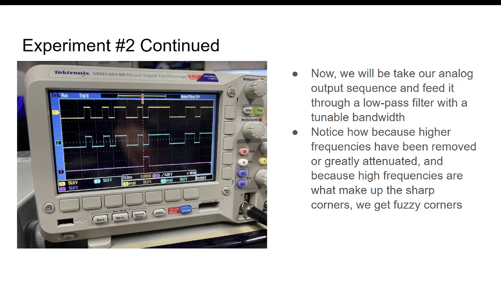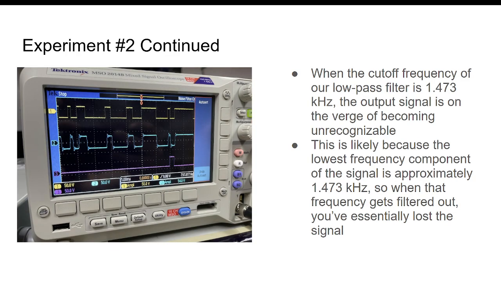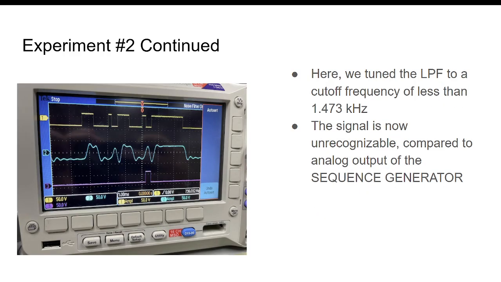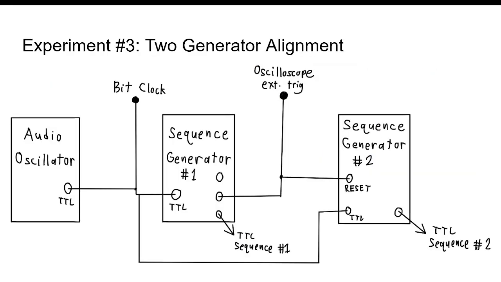And you notice that as we keep reducing the bandwidth of our low pass filter, it gets even more fuzzy. Now, this is the threshold right now. This is 1.473 kilohertz, the bandwidth of our low pass filter. If we turn it even lower, you're going to have a completely unrecognizable signal, as we see right here. This is because most likely the lowest frequency component of the sequence is around 1.473 kilohertz. So if you remove that, you basically remove the whole signal. You remove the lowest component, that's it. It's kaput, it's over.